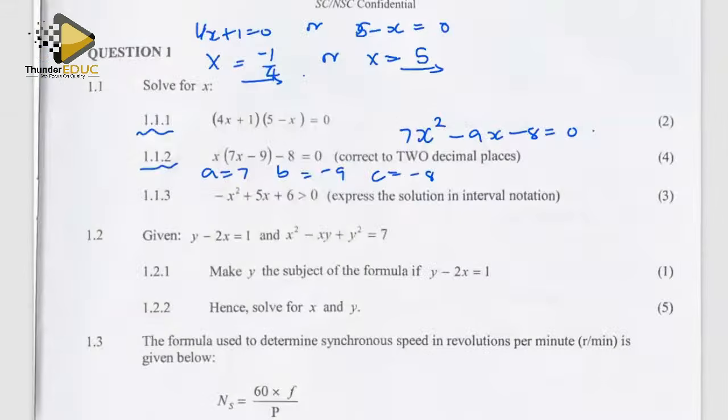Okay. Then 1.1.3. If we are given this, we must express the solution in what we call the interval notation. So step number 1, I can start by dividing through by the negative sign. That is according to me. So I'll have x squared minus 5x minus 6. Now the symbol will change to less than 0, because whenever you divide through by negatives, the signs change. Then I factor this out.